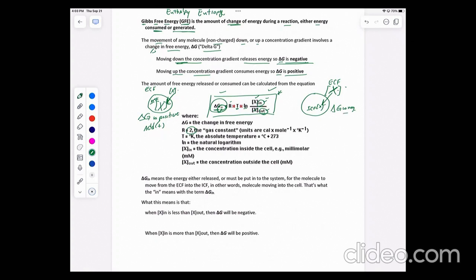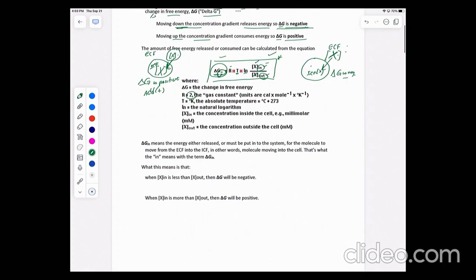If it's negative, I know I got more X on the outside than I do the inside. So in a sense, from an energy perspective, the ball is rolling down the hill. Okay? But if I run this calculation and I get delta G to be positive, then what that tells me is, okay, if I'm going to take this X from the outside inside, I'm going to have to add energy into the system. Therefore, the delta G must be positive.